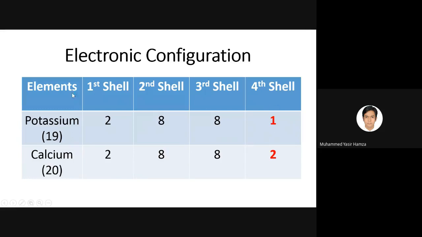Obviously, potassium can donate or remove its outer electron very easily because it has only one electron, while calcium has two electrons. So potassium will form positive ions more easily. So potassium will take part in a chemical reaction more easily than calcium. So we can say that potassium is more active than calcium.